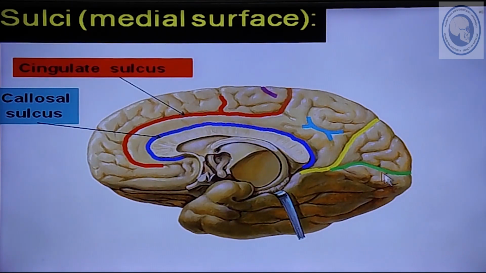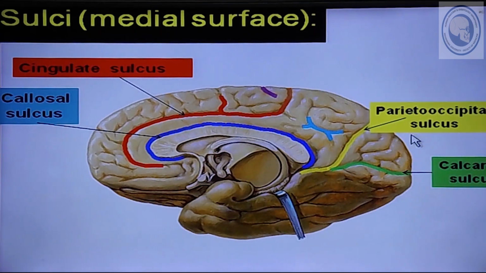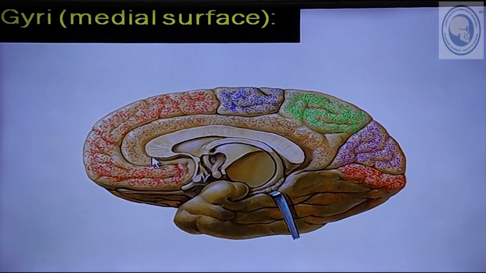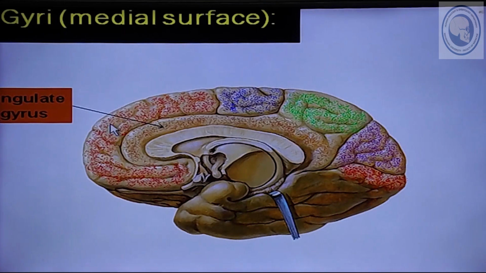And don't forget the two major sulci on the medial surface. This will be the calcarine, which starts from the occipital pole, while that one will be the parieto-occipital sulcus. What about the important gyri? The first gyrus to be found on the medial surface is the gyrus present between the callosal and the cingulate sulci, which is named the cingulate gyrus.